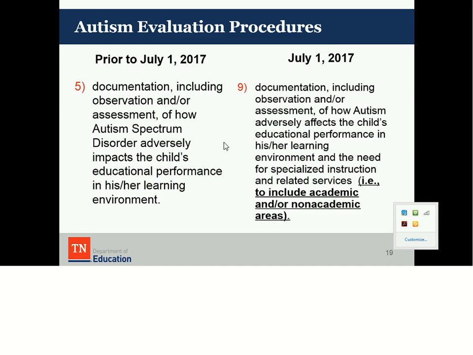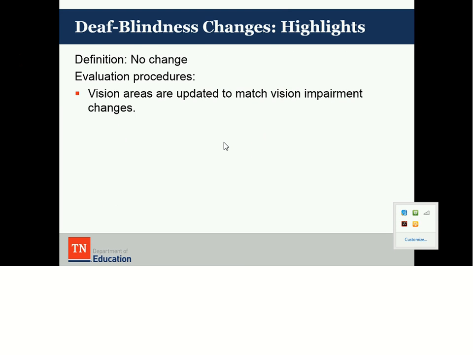And just like for every disability statement, as stated earlier, the adverse impact of that student's disability can include academic or non-academic areas. Deaf-blindness, there were no changes in the definition, and the only changes associated with the procedures had to do with those that change for visual impairment. So I'm not going to discuss that quite yet. We're going to wait till we get to visual impairment to talk about what those changes are.